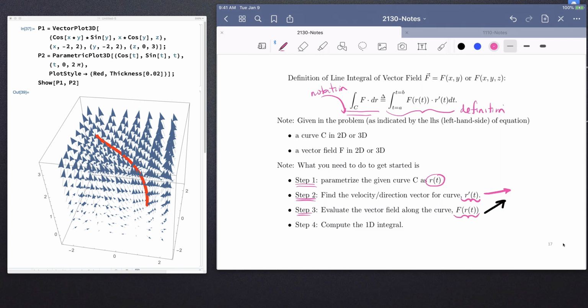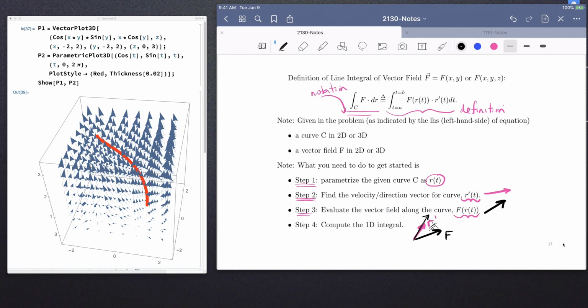And then we'll need to compute this 1D integral, and that will involve looking at the vector field and the dot product with r prime. By doing this dot product, we're essentially projecting the force onto the direction of motion. So we're looking at how much of the force is pointing in the direction of the velocity vector. And it is only that part of the force, the component pointing in the direction of the curve, that contributes or does the work.